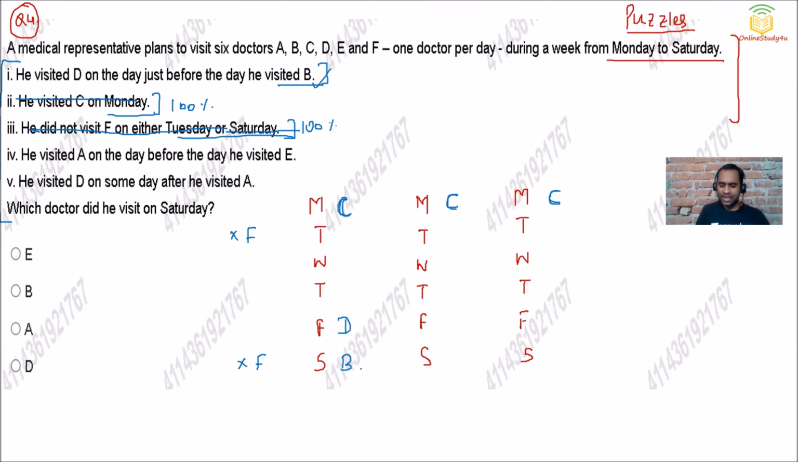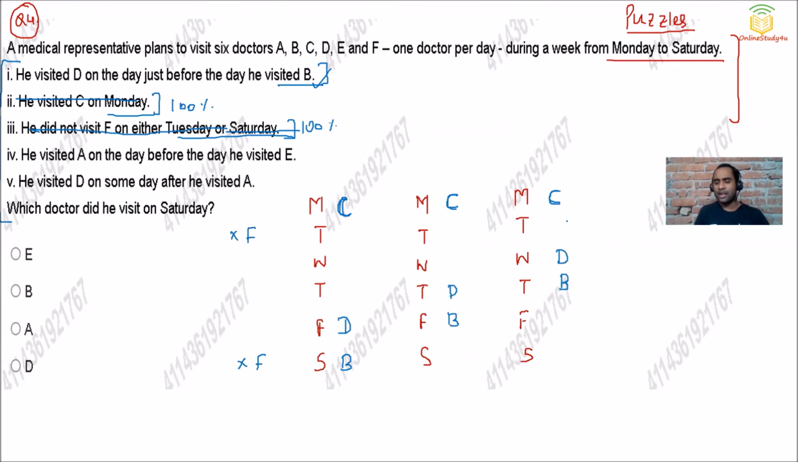So everywhere, here I have considered Saturday, here I will consider Friday. Sir, why were you doing that? Because I'm taking care of all the possibilities. Okay, try to understand. Because I'm taking care of all the possibilities. Okay, and here B and here D.